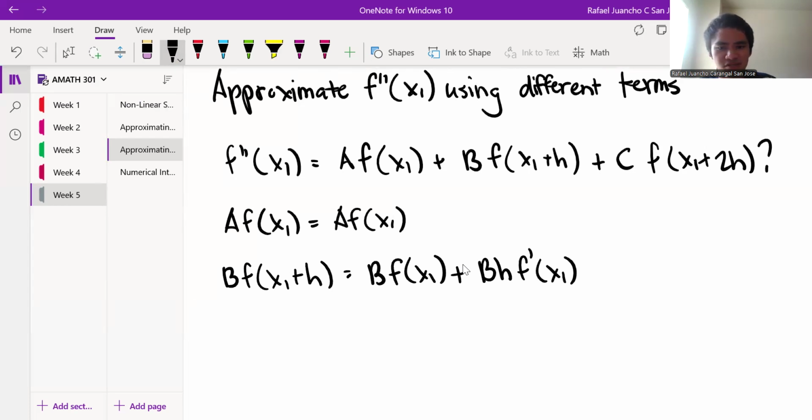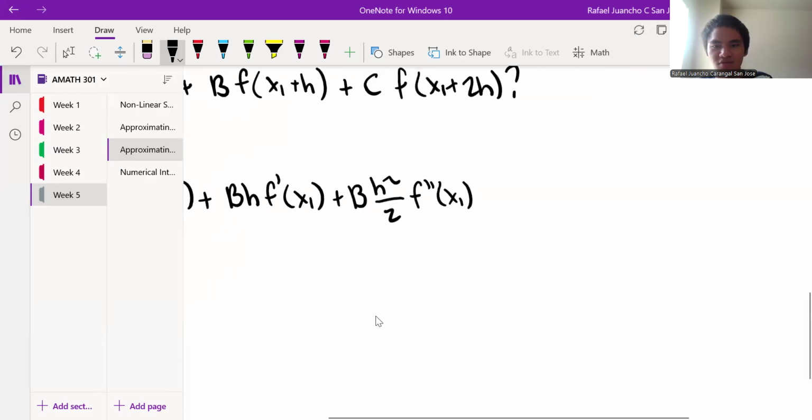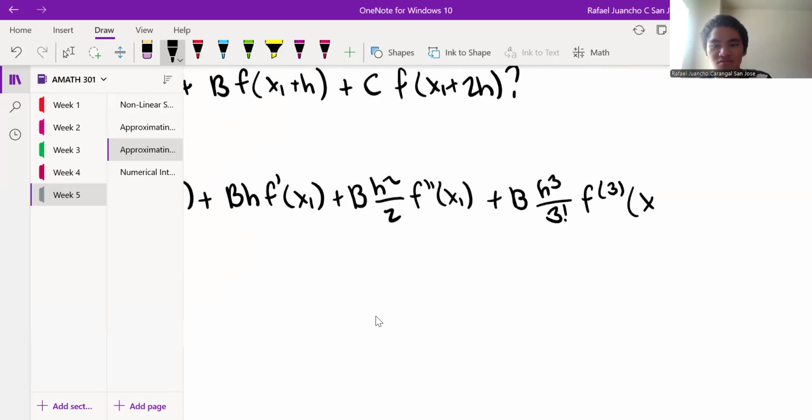Okay. And then this one is b h squared over 2. Then this is the second derivative. Then I keep going. Then this is 3. Okay, let me just extend towards here. 3 factorial. This is f of 3. And I keep going. So that's infinite stuff.